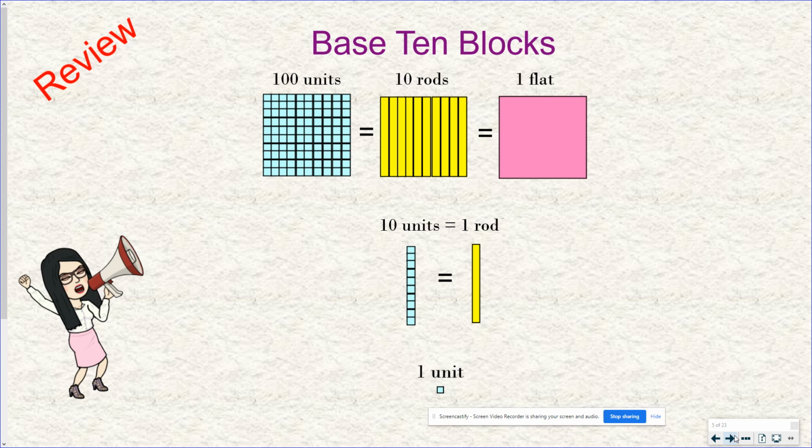Let's review. We're going to use base 10 blocks. So we know that 100 units is equivalent to 10 rods and 1 flat. We also know that 10 units is equivalent to 1 rod, and 1 unit just represents 1.